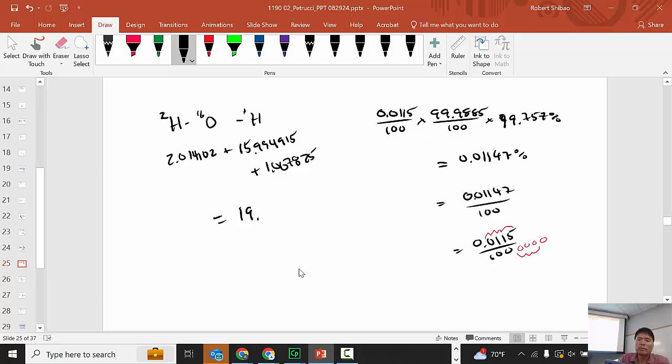And this weighs 19.016842. Again, the units are going to be u per H2O16H1, or grams per mole of H2O16H1 molecule.